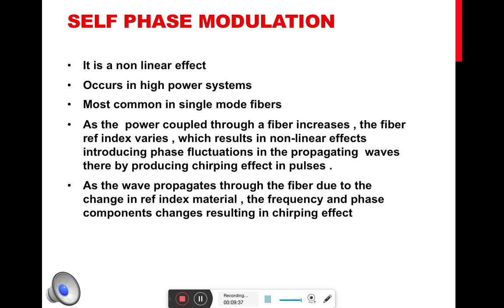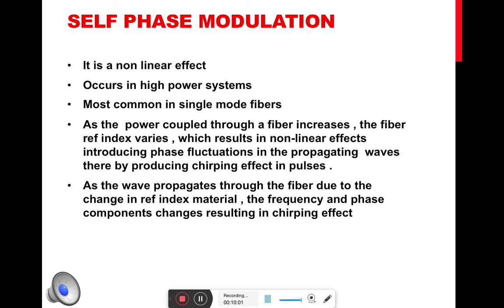So talking more about self phase modulation, it is a nonlinear effect, also known as the Kerr effect. It occurs in high power systems. As we have already said, solitons normally occur in high power systems, and self phase modulation occurs most commonly in single mode fibers. Because of self phase modulation, or the Kerr effect, there is a change in refractive index of the fiber.